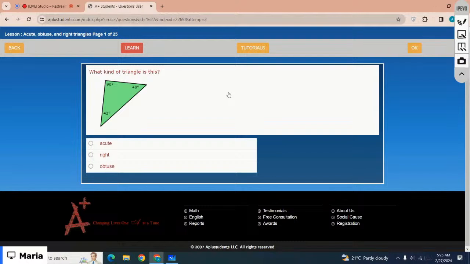What kind of triangle is this? Which is the correct option? Just look at the angles. One is 90 degrees, then 48 degrees, and then 42 degrees. So which triangle is it? Acute, right, obtuse? This is a right angle triangle because one of the angles is exactly 90 degrees. Got it? Option number 2 is the correct option.